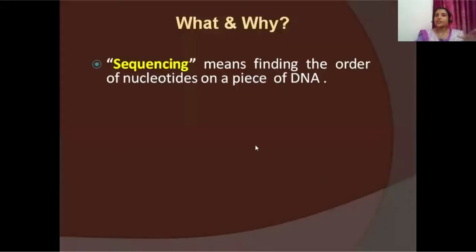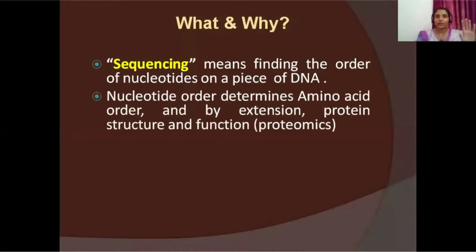So sequencing means finding the order of nucleotides on a piece of DNA that we have established. Simple to understand. Nucleotide order determines amino acid order and, by extension, protein structure and function. What is this saying? Nothing. If you know the nucleotide order, from DNA you get what? You get the RNA, right? From RNA you get the amino acid sequence. Amino acids put together are nothing but protein. So if you know what the DNA is, you'll be able to know what protein is being produced by that. That is what is mentioned in this.